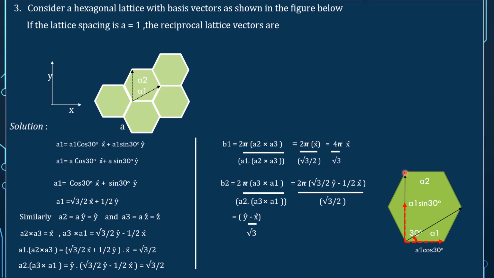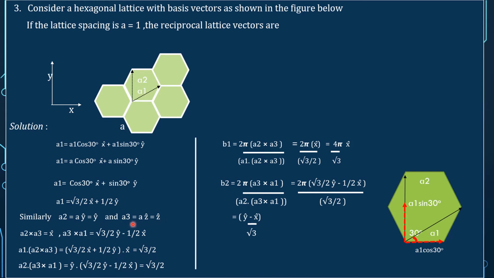So we can write a1 as a1 cos 30 x cap plus a1 sin 30 y cap, which is equal to a cos 30 degree x cap plus a sin 30 degree y cap. So a is equal to 1, then this is equal to cos 30 degree x cap plus sin 30 degree y cap, which is equal to root 3 by 2 x cap plus half y cap. Similarly, a2 is equal to a y cap. So a2 is only along the y direction, so this is equal to y cap, and a3 is equal to a z cap, which is equal to z. Here a3 is not given, so we assume that a3 is along the z direction.